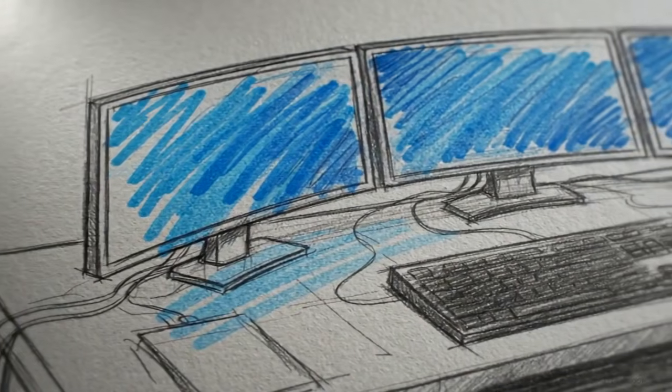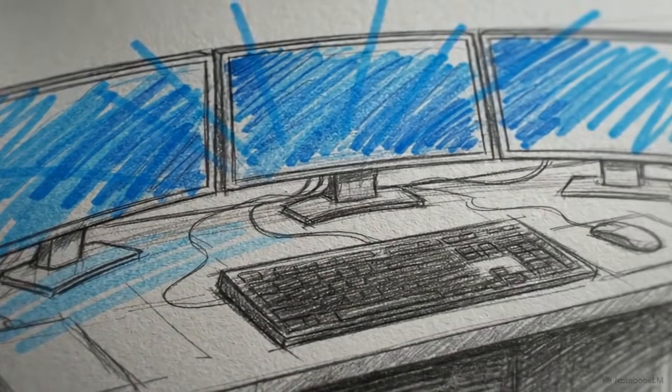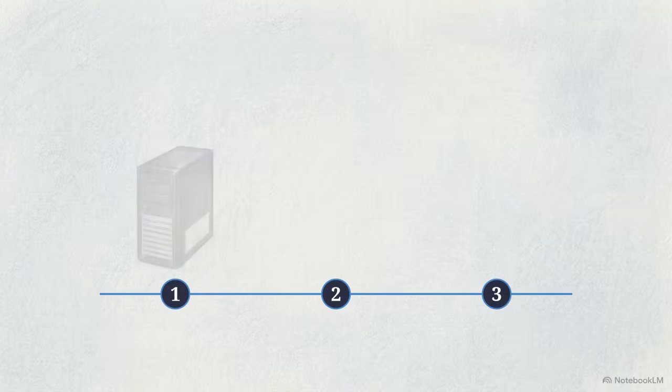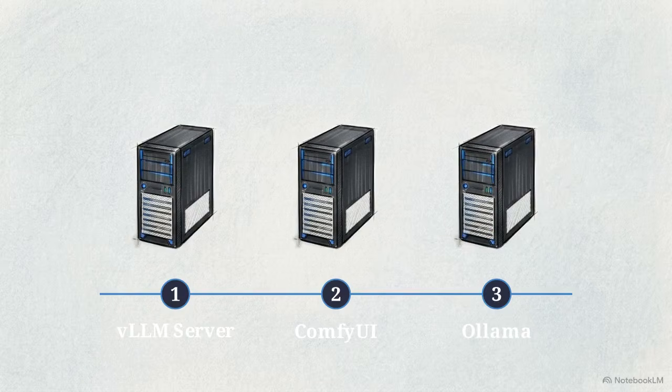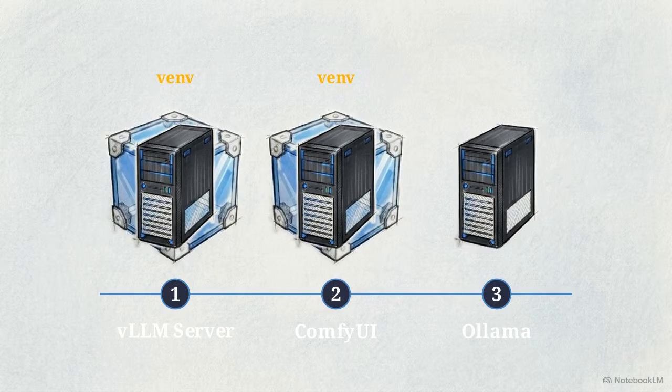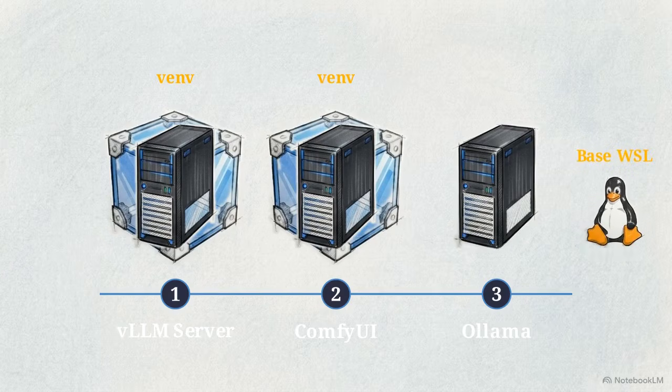To start the system, you need to open 3 separate PowerShell terminal windows at the same time. This sequence is strictly required. Start the vLLM server first, ComfyUI second, and Ollama third. For steps 1 and 2, ensure your Python virtual environment is activated. For step 3, Ollama must run in your base WSL.